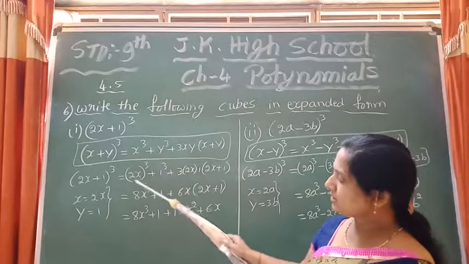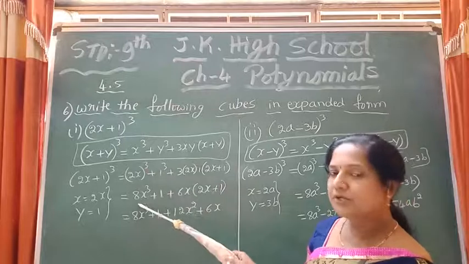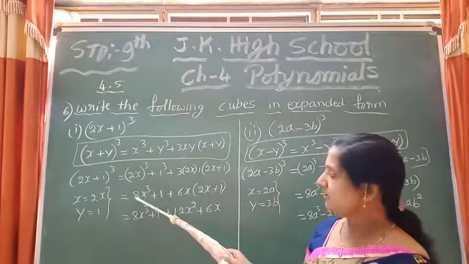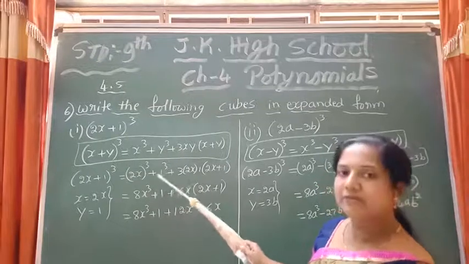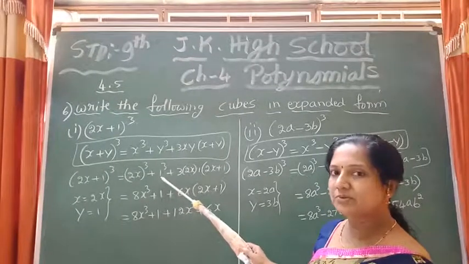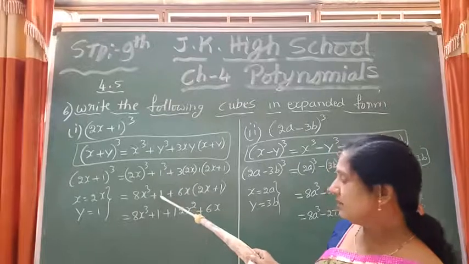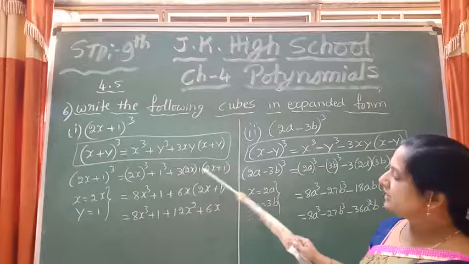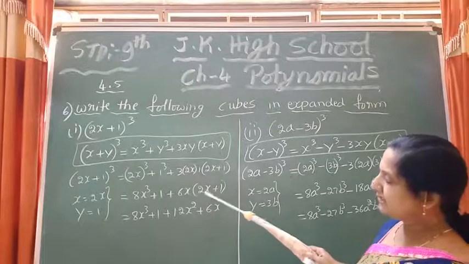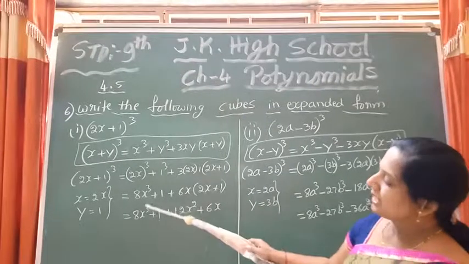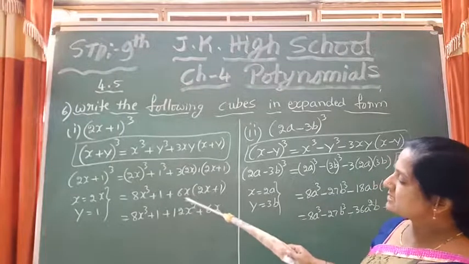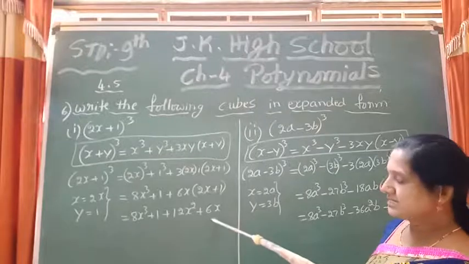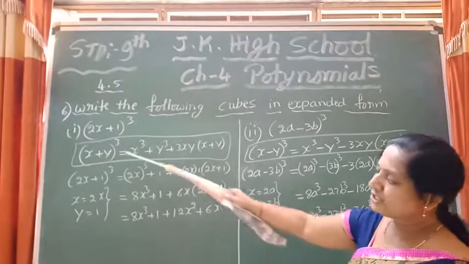(2x)³ means 2³, which is 8: you multiply 2 three times, 2 twos are 4, 4 twos are 8. So 8x³ plus 1³, which is 1, since 1 times 1 times 1 is 1. Then 3 twos are 6, 6x(2x + 1), as it is. Now simplify: 8x³ + 1 + 6 twos are 12, x into x, x², plus 6x. So this is the expansion of this cube.